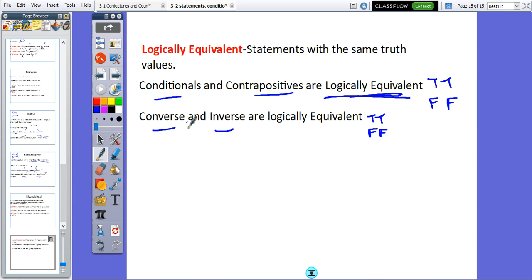Let's take a problem that will have some false. So again, earlier we talked about if you live in Liberal, then you live in Kansas.